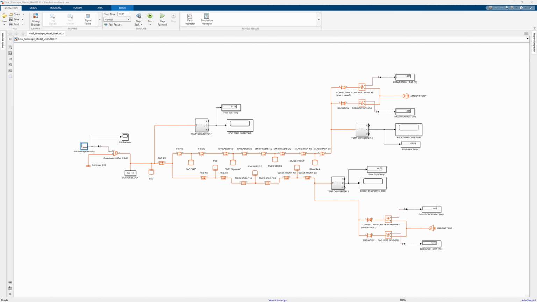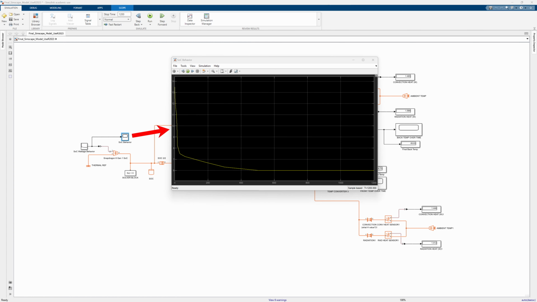So if you want to take a look at the actual wattage behavior of the Snapdragon chip itself during the simulation, this is what it looked like, starting off at about 13.5 and tapering down to 6 over the course of that 20 minutes. And after about just under 10 minutes, it sort of levels out completely.